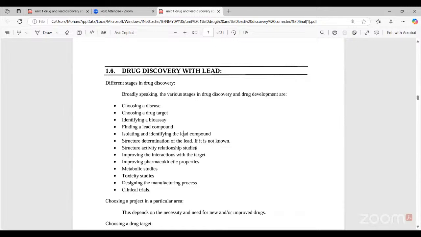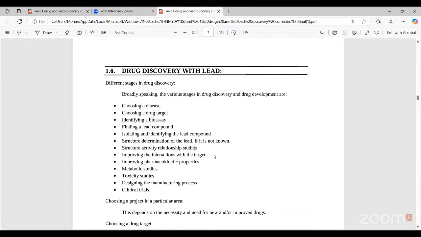Then structure activity relationship studies. To improve the activity, you have to go for some structural modifications. By modifying the structure, you have to design a more efficient drug molecule with improved activity. This involves SAR studies or QSAR studies, which guide us to improve the activity of the existing drug compound.